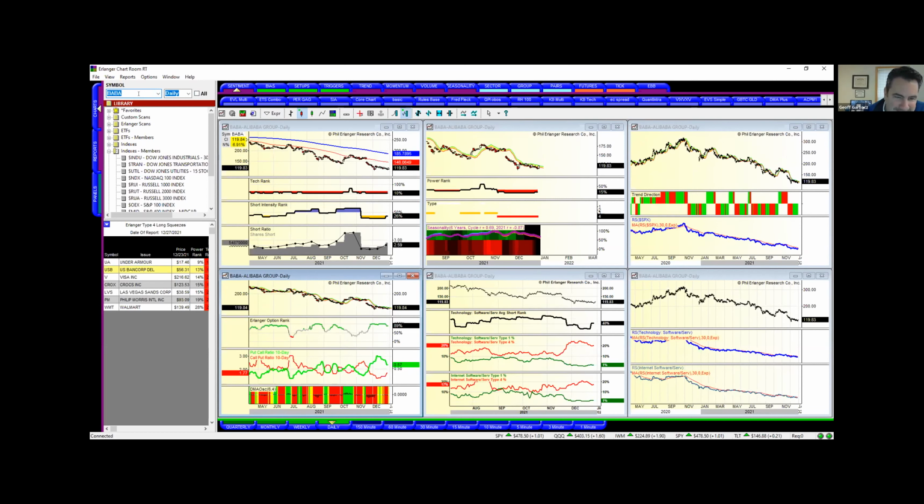Awful. Yeah, it's horrible. Most of the China stuff looks like this. But this is now a type 4, so there's a potential squeeze. There's a lot of put activity.